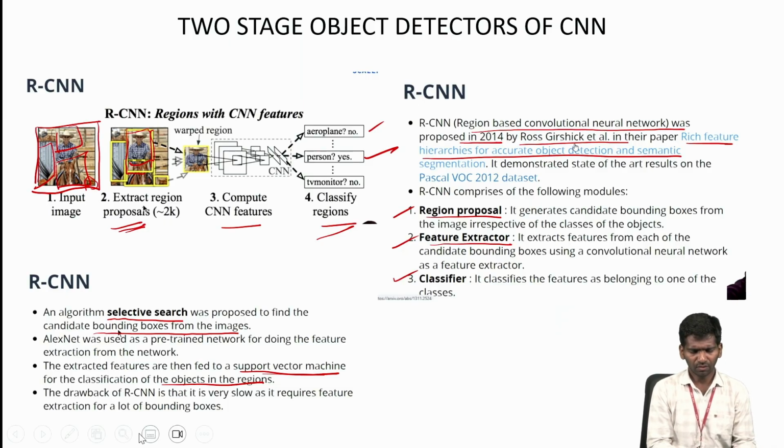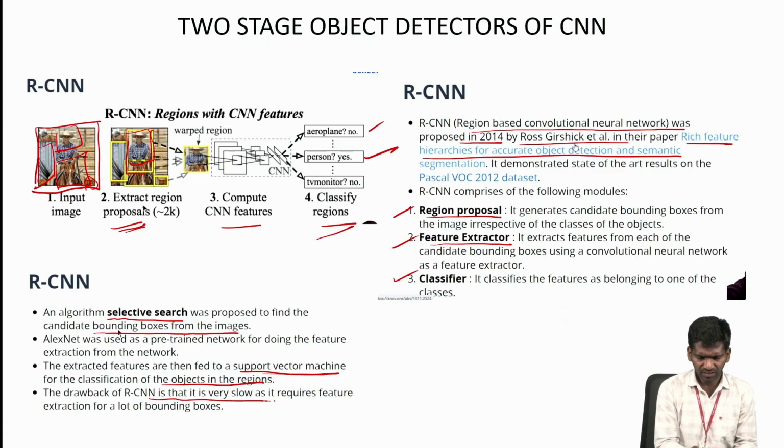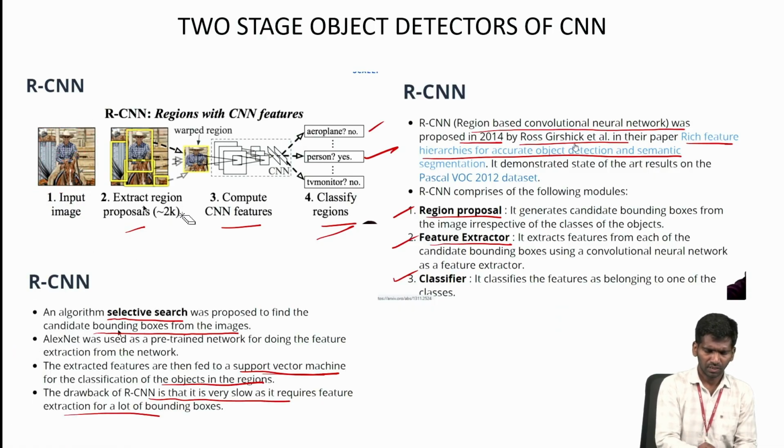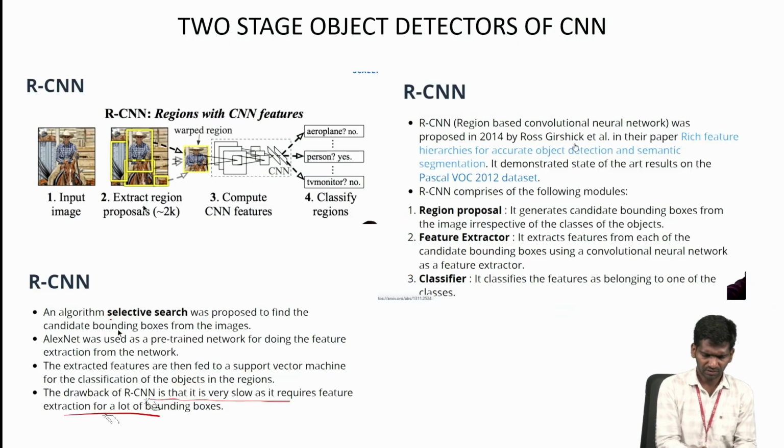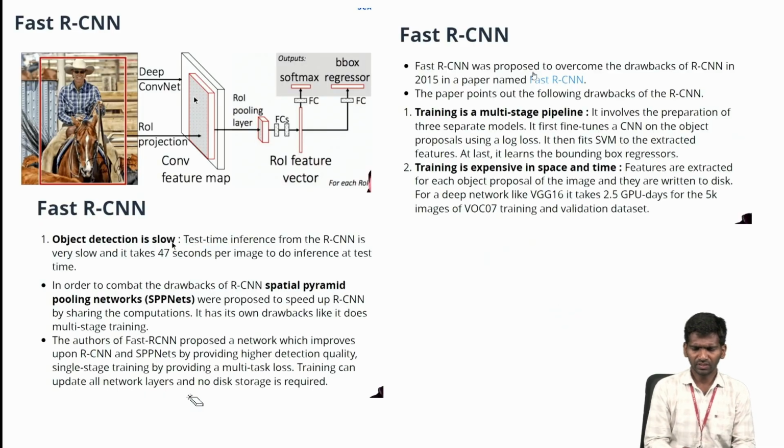There is a drawback to this also. The drawback of RCNN is that it is very slow. It requires feature extraction for a lot of bounding boxes, so it requires a lot of features, and sometimes it will identify wrong objects also. That is also one drawback of RCNN. So that's why we'll go to another model, that is Fast RCNN. In that we will see what is the difference.